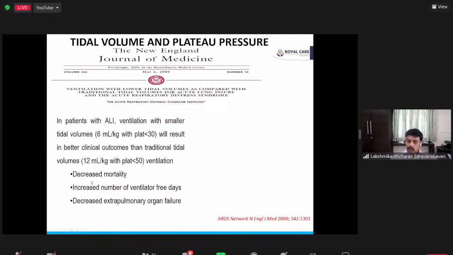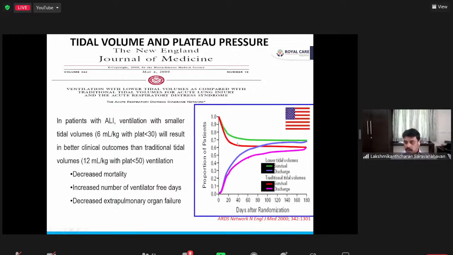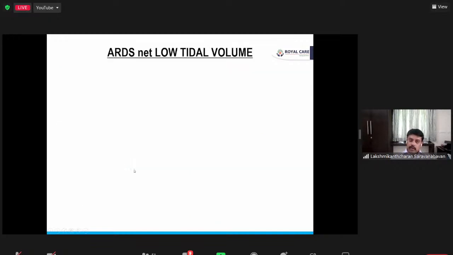What was found was decreased mortality, an increased number of ventilator-free days, and decreased extrapulmonary organ failure. This changed the practice as a whole, and it was the most important study. If there is one study that you need to know in ARDS, it is this study. This is the practice that we follow till now, and there is a definite increase in survival and a definite increase in the discharge rate. So it is advocated after this study that we need to use a low tidal volume.